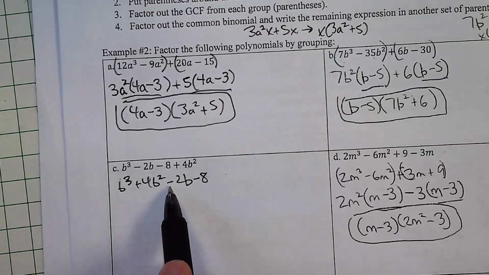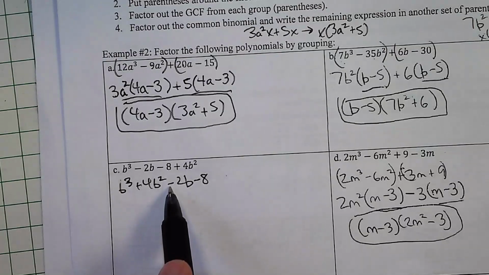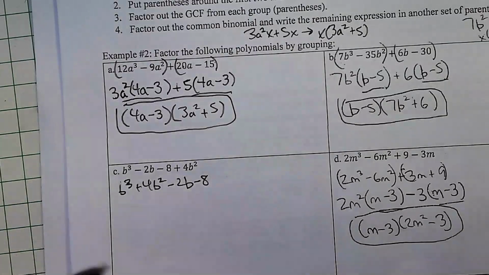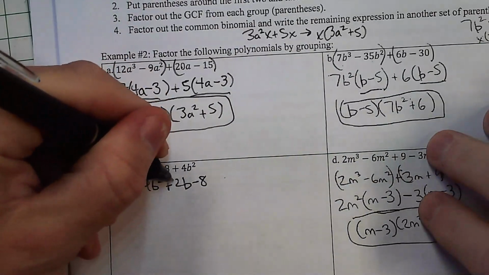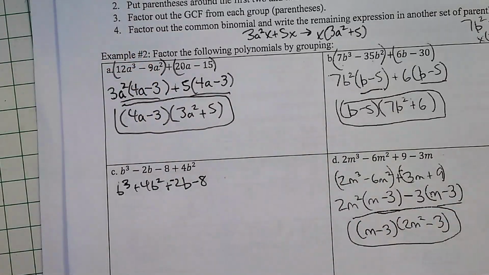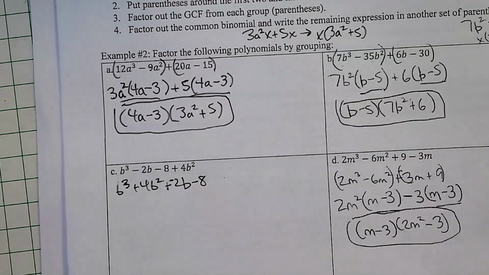Also, you want to have a plus sign in the middle. Y'all know how I can make this a plus sign? If I change this to a plus, what other sign do I have to change? Add the opposite. So if I make this a plus, I have to make that negative 2b. So if I make this a plus, I have to change that to a negative. So you have to have a plus in the middle, okay?